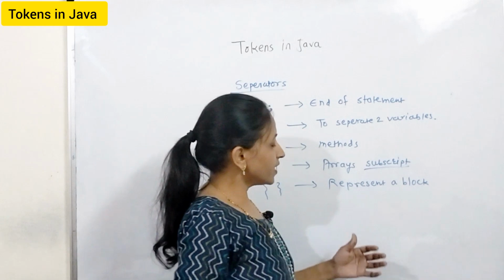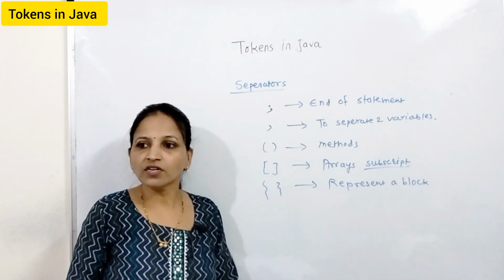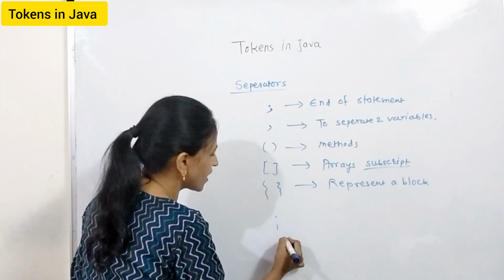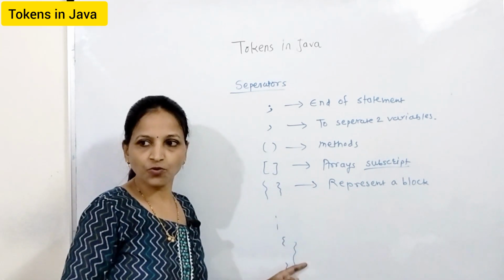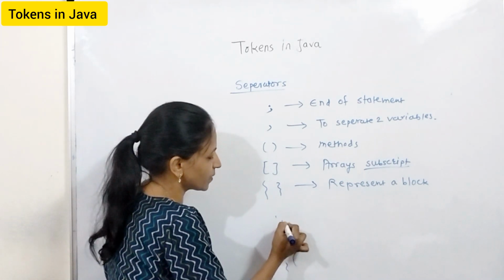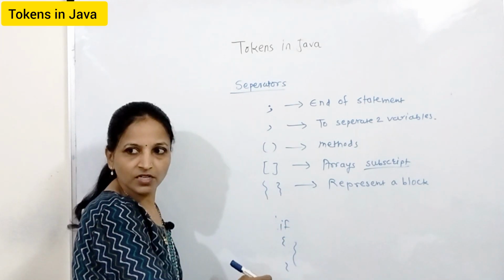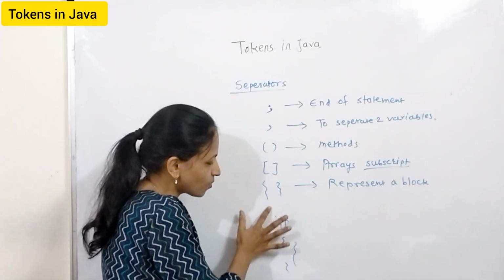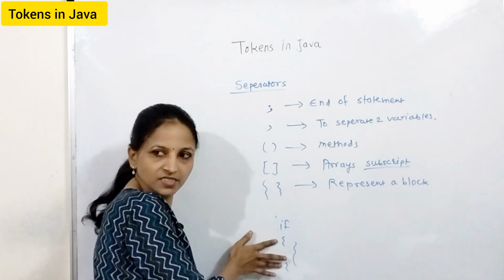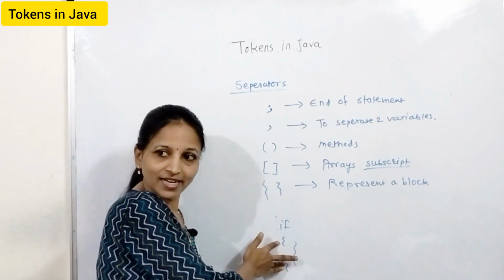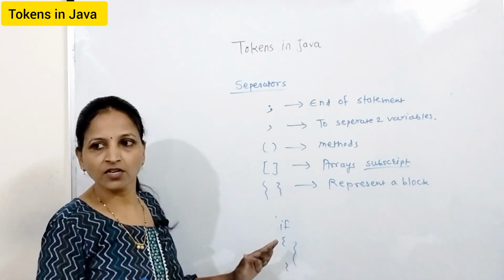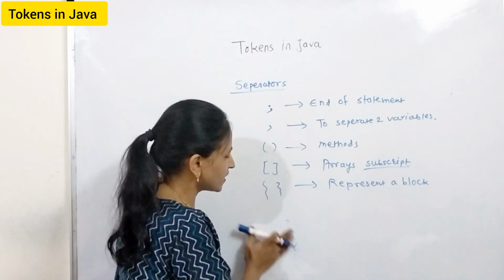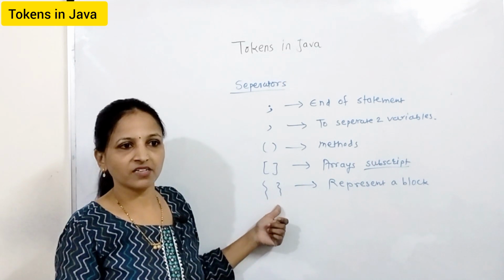Next one is this, to represent a block. See, again it is acting as a separator. How? Let's say we have written some code and I want to separate this code, I want to give some meaning to this code. If you have written an if statement and then placed a block, it separates this part from the remaining code. That's why it is again acting as a separator. This is to represent a block and it acts as a separator.